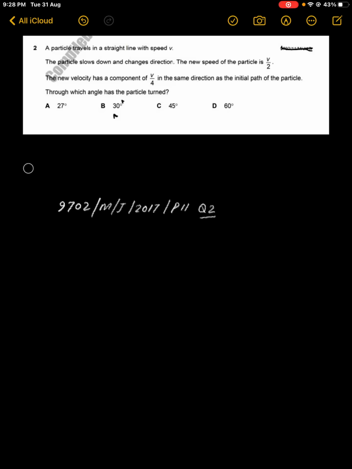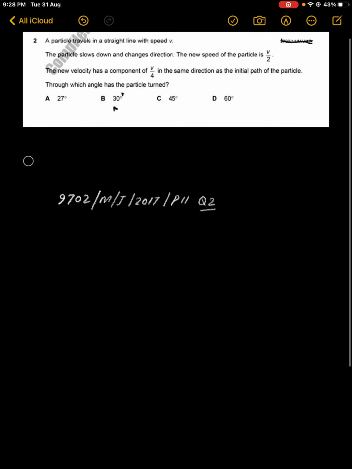Bismillahirrahmanirrahim. This question is from 2017 May June, question number 2, and the statement is: a particle travels in a straight line with a speed v. The particle slows down and changes its direction. The new speed of the particle is v by 2. The velocity has a component v by 4 in the same direction as the initial path of the particle. Through which angle has the particle turned?